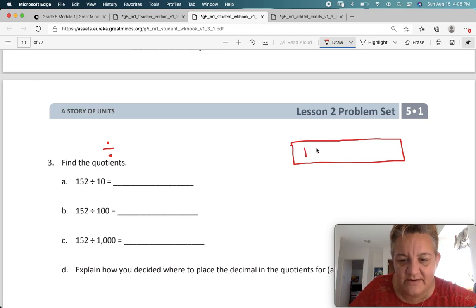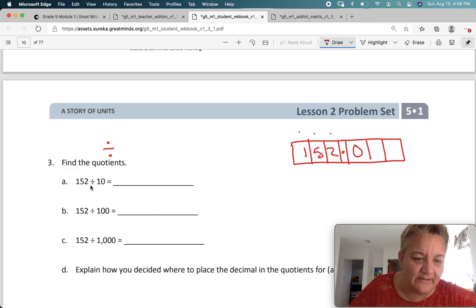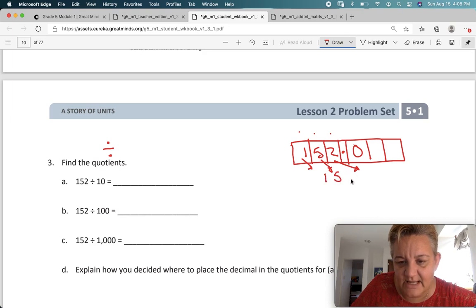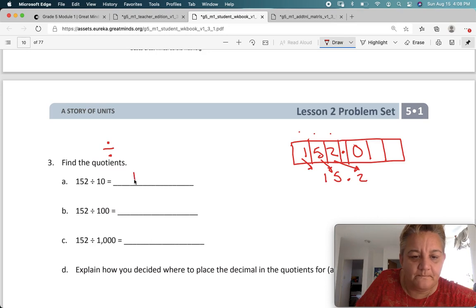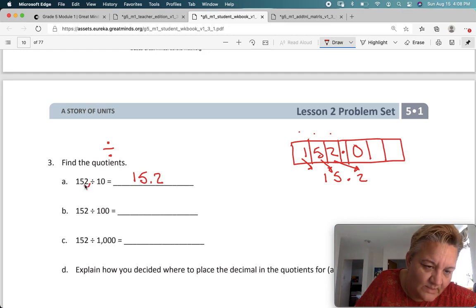All right, so I have 152, but there's no 0 at the end, so I'm going to add a 0 here on my place value chart. So that you can see here's my ones, my tens, my hundreds. So if I'm taking something away, I'm going to move it over one space, right? So I'm going to move this number here, and that number here, and this number here. So I'm going to end up with 15 and 2/10. Okay, so I moved that over one space.